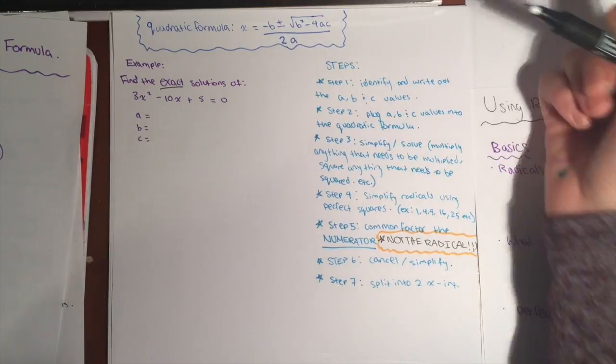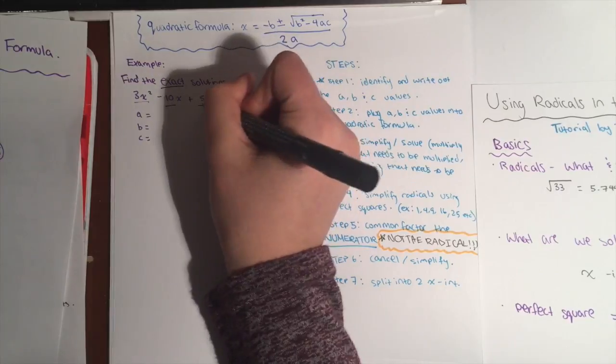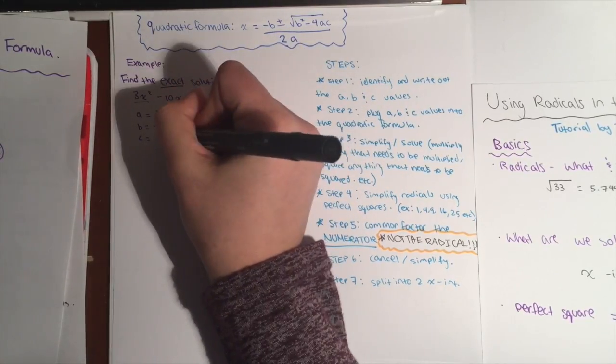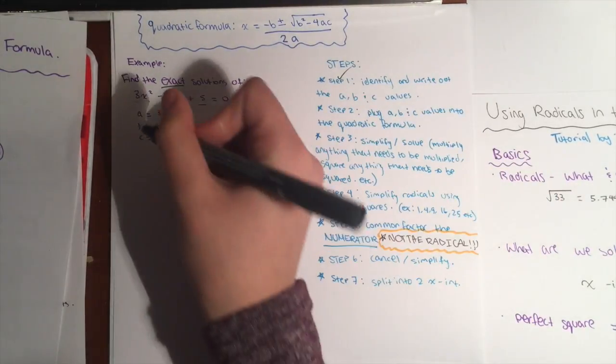Step 1 is to identify and write out the a, b, and c values. So this is a, b, and c, and we're going to write those out. a is 3, b is -10, c is 5. Step 2 is to plug the a, b, and c values into the quadratic formula.